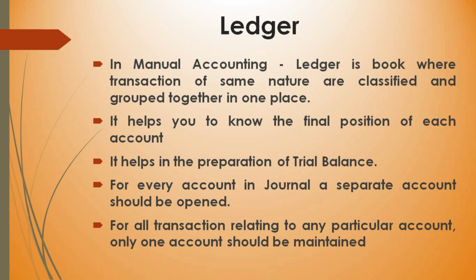So how do you enter this ledger? For every account you have in the journal, a separate account should be maintained, and for all the transactions related to that particular account, only one account should be maintained. Say suppose you have 4 to 5 transactions that involve purchase. There is no need for you to create a purchase account each and every time. So I think now you know what a ledger is. In manual accounting, it is a book where transactions of the same nature are classified and grouped together in one place.